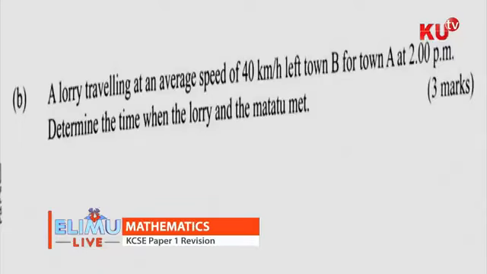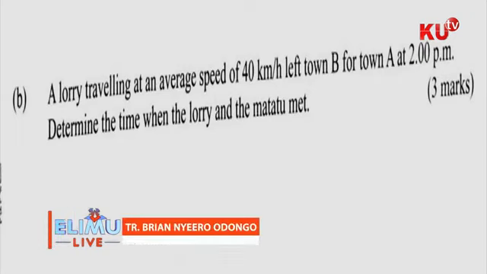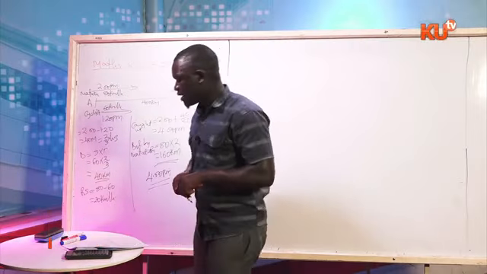A lorry traveling at an average speed of 40 kilometers per hour left town B for town A. So we have a lorry, moving at a speed of 40 kilometers per hour. Remember that the distance from A to B was 400 kilometers. Determine the time when the lorry and the matatu met.